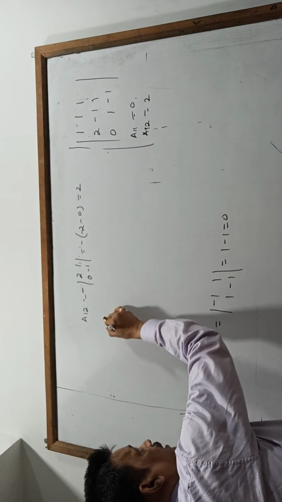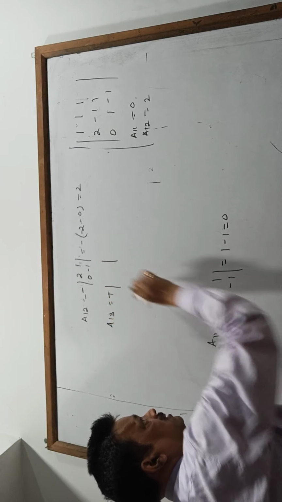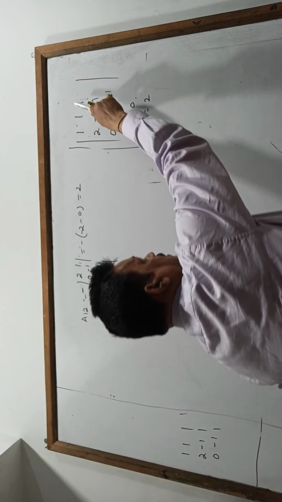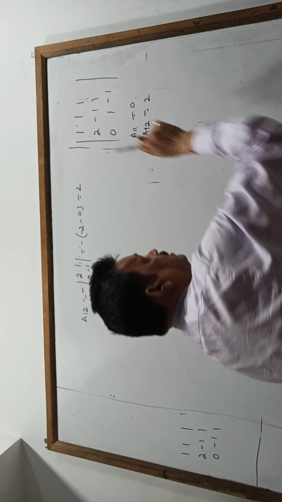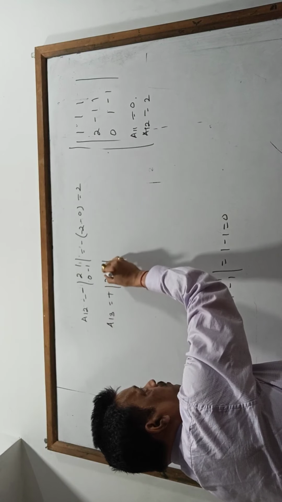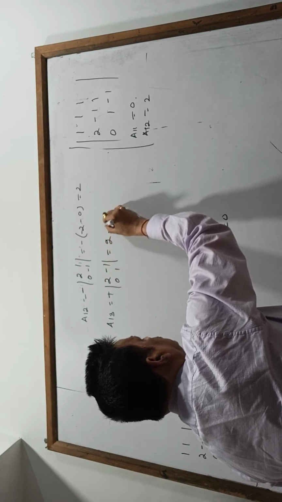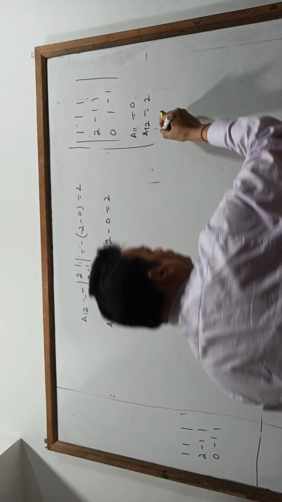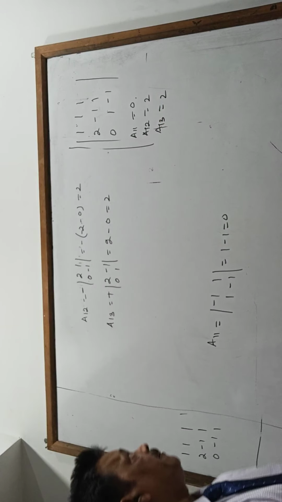Okay. A13. Plus sign. Which place? Now this place. Forget this line. What will you get? 2 minus 1, 0, 1. That means 2 minus 0, which is 2. So A13 is 2.